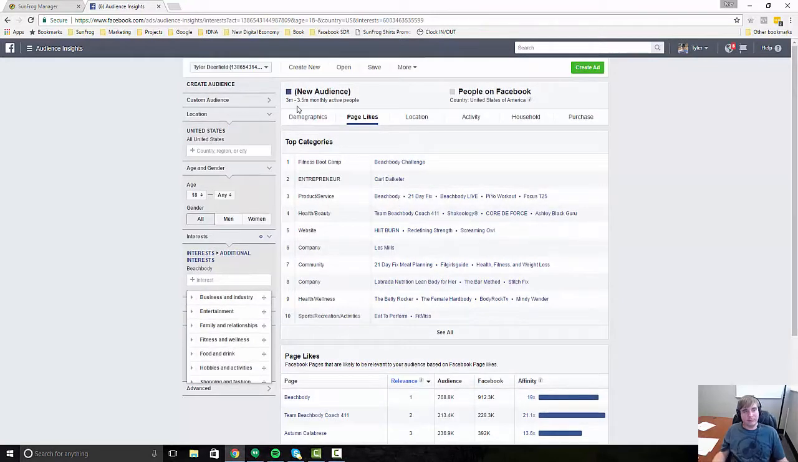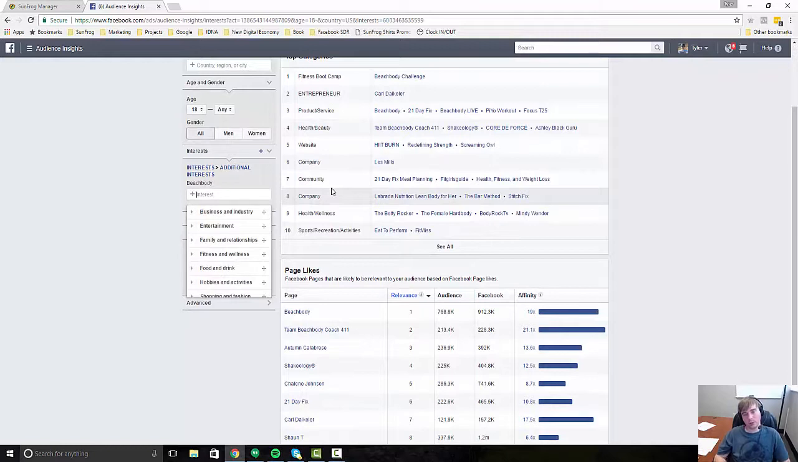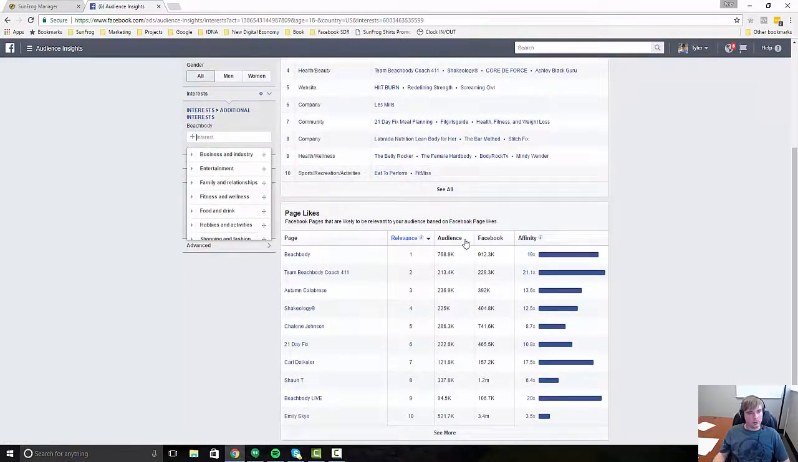And you can see here, even that's big. It's much smaller than the actual fitness niche itself, which was like 90 million, but 3 million to 3.5 million. So there's quite a few people doing Beachbody, following Beachbody, liking Beachbody. So my page likes and my affinity, you can see, are much better. So all of these things are related to Beachbody and fitness. And my affinity, rather than being 1.1, 1.2, is in the 20s in some instances here.